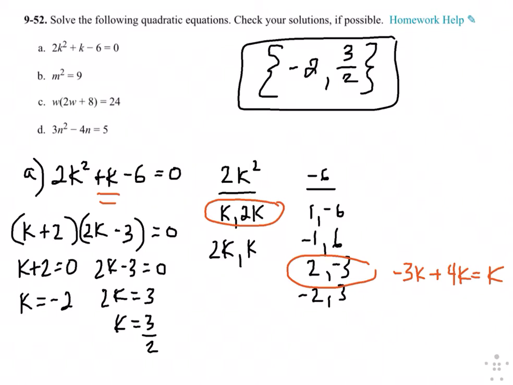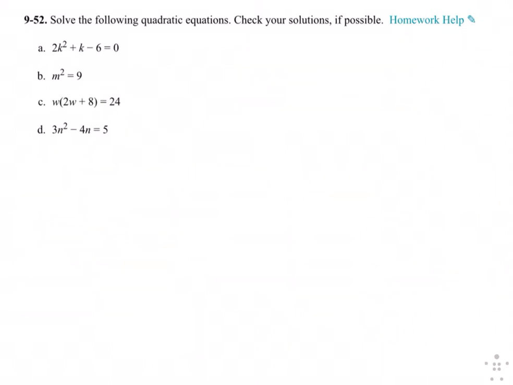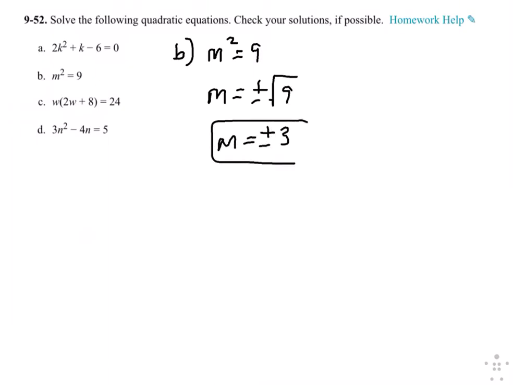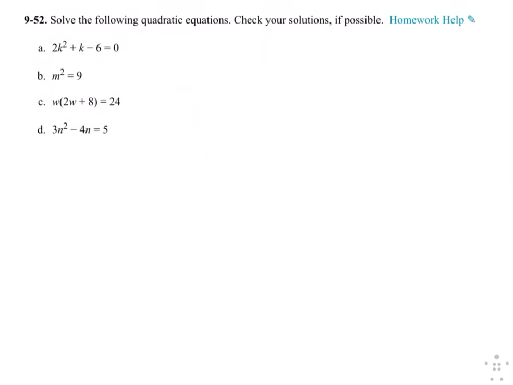Okay, let's make space for B. For B, we have, B's quite a bit easier, right? m squared equals 9. We take the square root of both sides. We get plus or minus root 9. So m equals plus or minus 3, right? That one's simple.